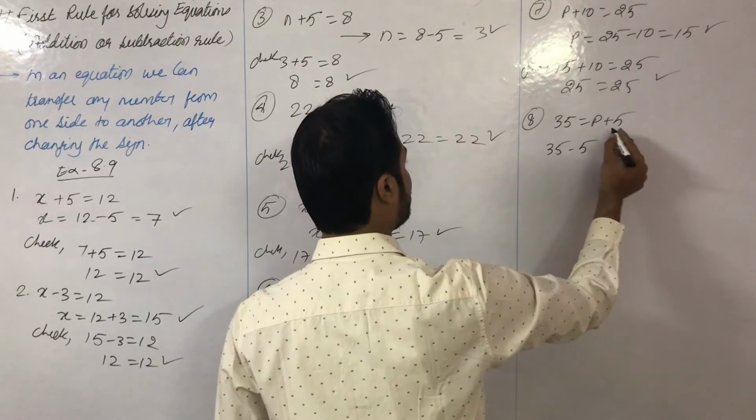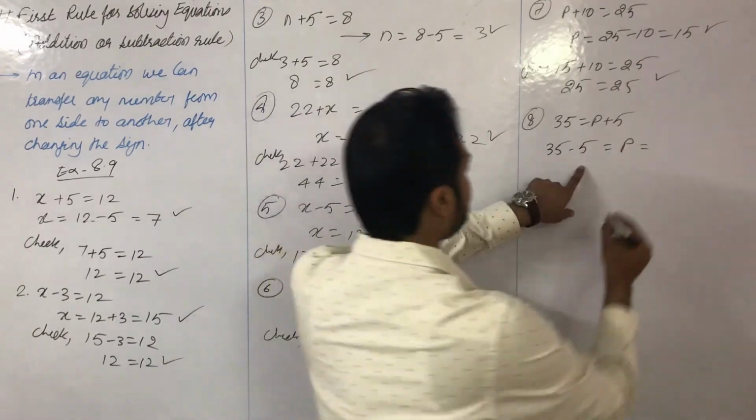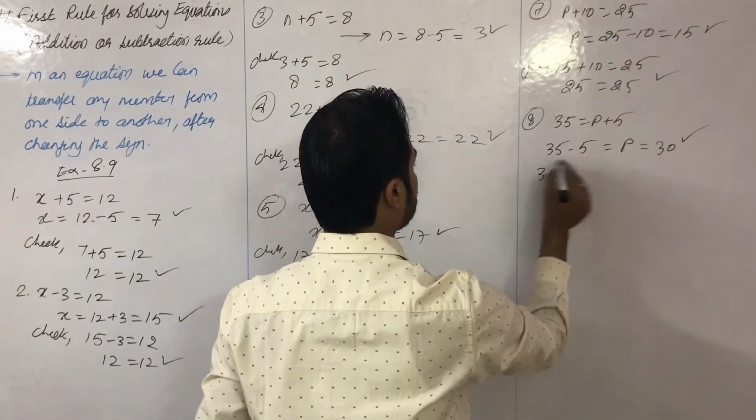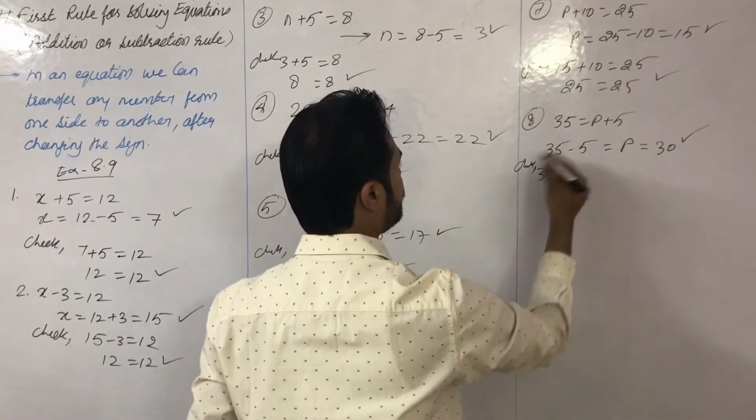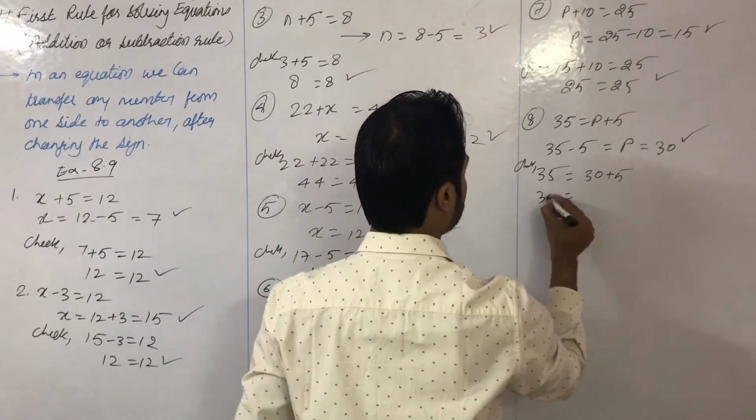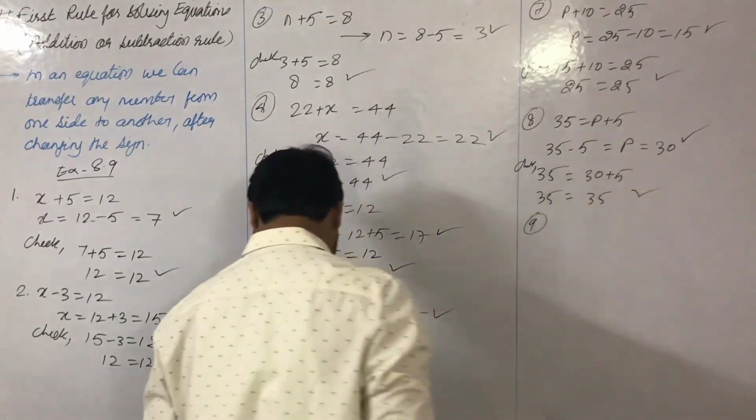So on the right hand side it is positive, on the left hand side it's negative. So 35 minus 5 is 30. 30 is your answer. And for check again, put the value: 30 plus 5, yes, 35 equals 35. So the value is correct.